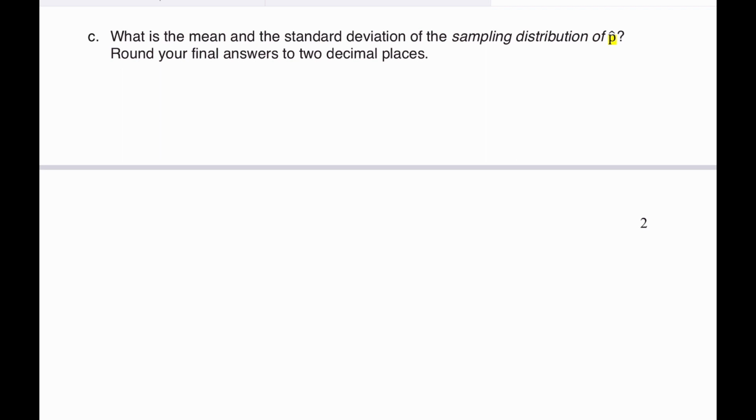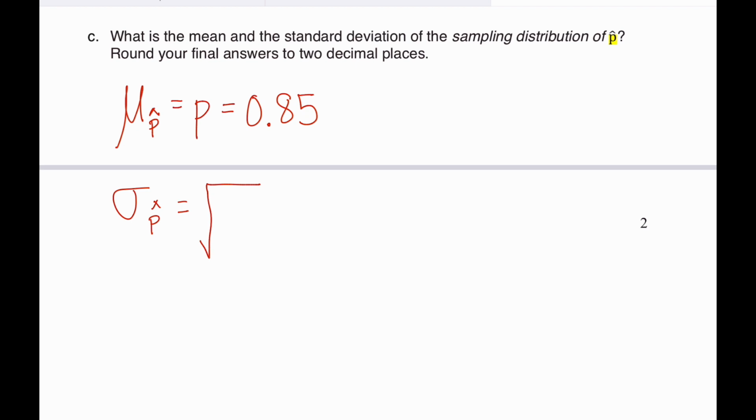Okay, so the notation we use for the mean is mu of p-hat. That is always going to be equal to your population proportion, which is just 85%. The standard deviation of the sampling distribution of p-hat is given by the square root of pq over n.